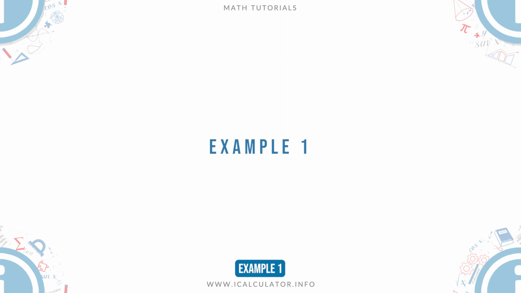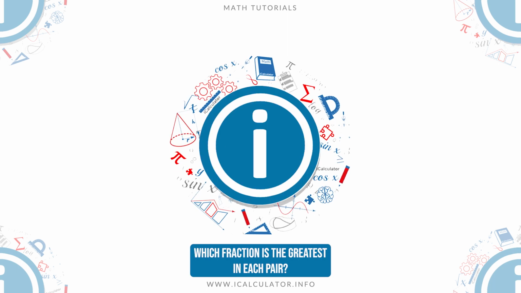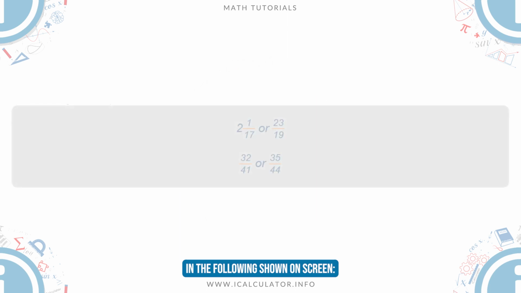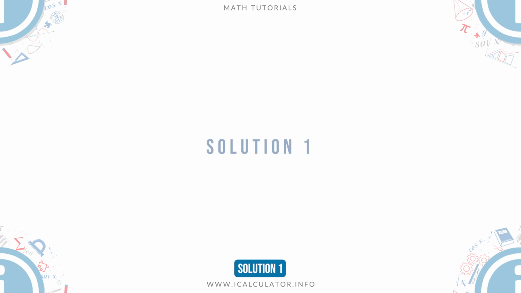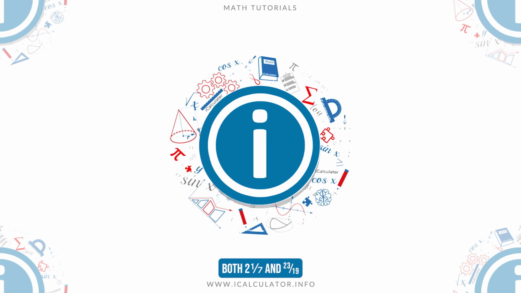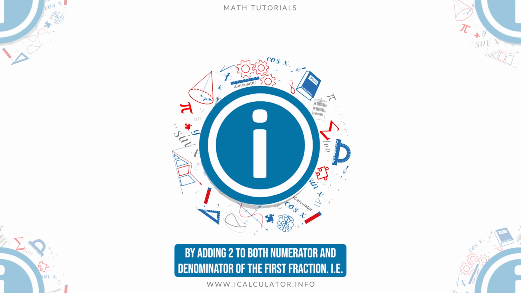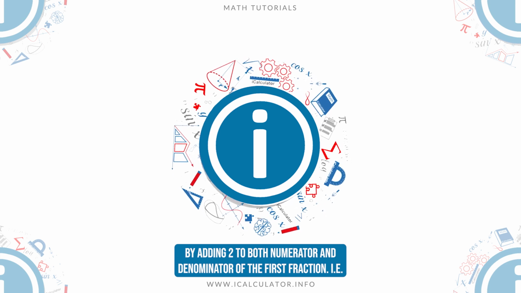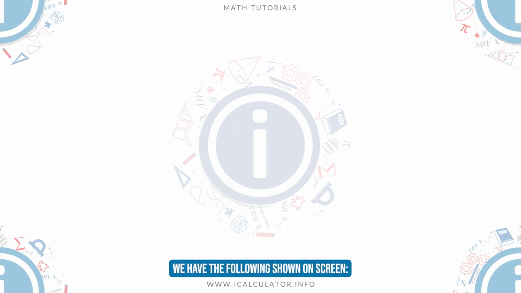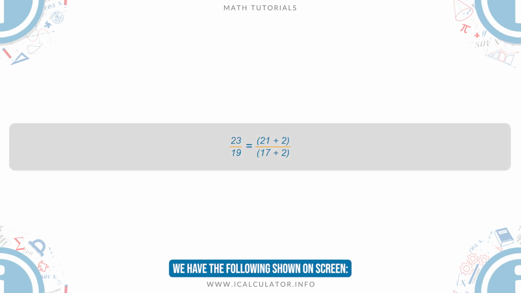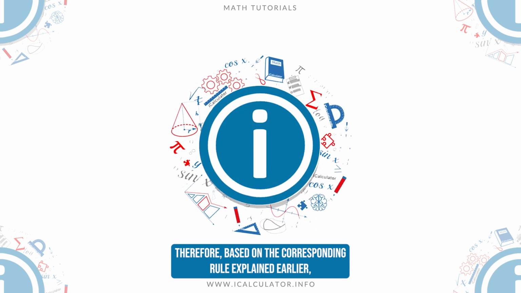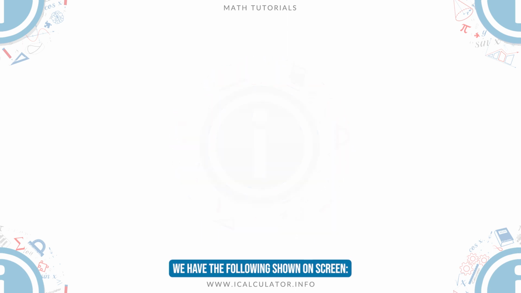Example 1. Which fraction is the greatest in each pair in the following shown on screen? Solution 1. Both 21/17 and 23/19 are improper fractions where the second fraction is obtained by adding 2 to both numerator and denominator of the first fraction, i.e. we have the following shown on screen. Therefore, based on the corresponding rule explained earlier, we have the following shown on screen.